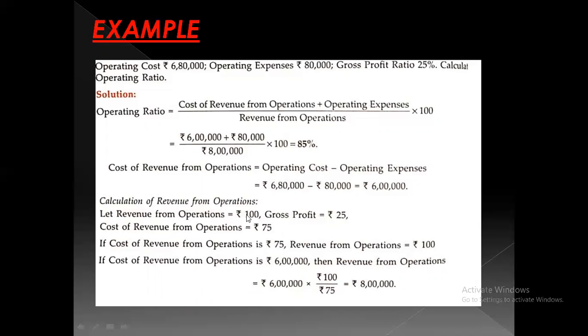Revenue from operation is 100, gross profit is 25, it means cost is 75. 100 minus 25 is 75. So when the cost of revenue is 75, revenue from operation is 100. When the cost is 6 lakh, revenue from operation will be 6 lakh into 100 divided by 75, it will become 8 lakh. Now, this revenue from operation you will write in your operating ratio formula.